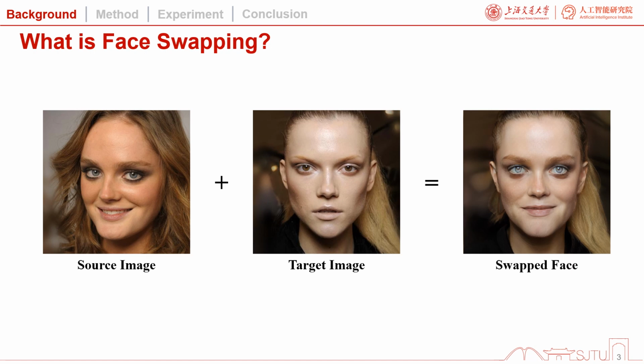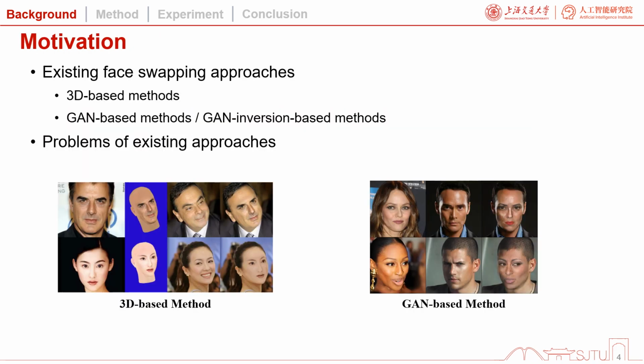Let's start with the problem definition of face swapping. Face swapping aims to transfer the identity of a person in the source image to another person in the target image, while preserving other attributes like head pose, expression, illumination, background, and so on. Currently, face swapping approaches can be classified into two categories: 3D-based and GAN-based. Specifically, 3D-based methods fit input images into 3D parametric face models like 3DMM, while GAN-based methods adopt the popular adversarial training strategy to generate photorealistic fake faces.